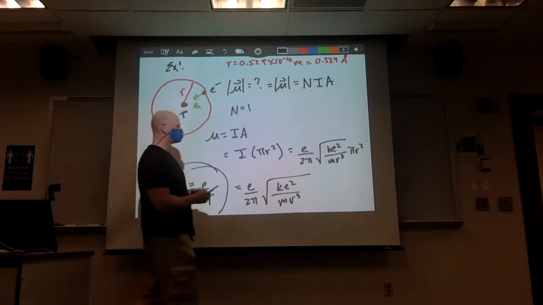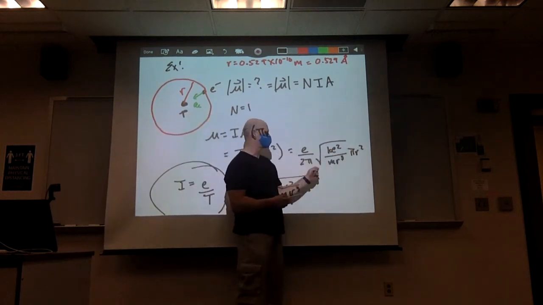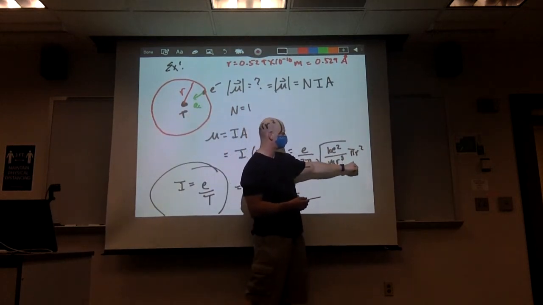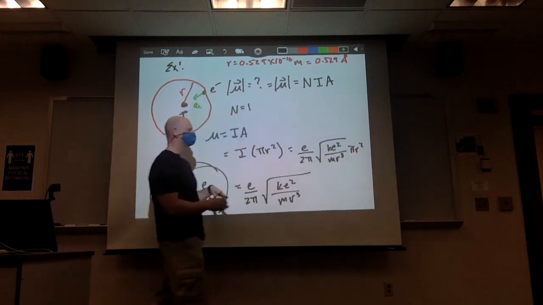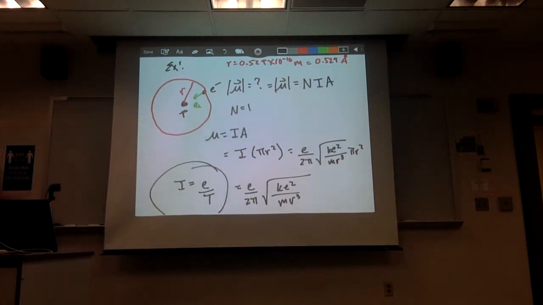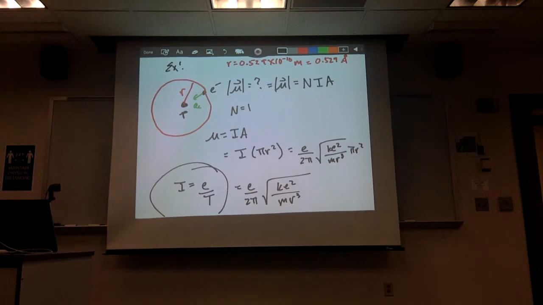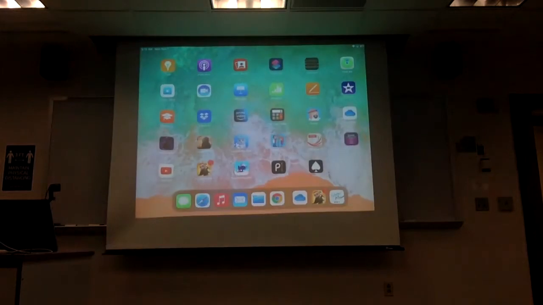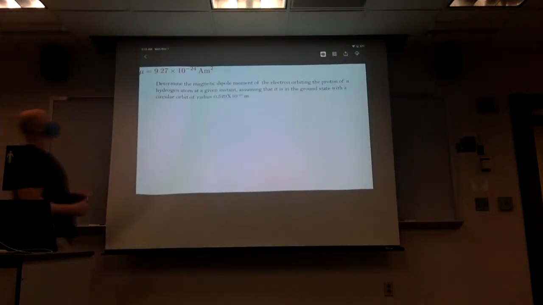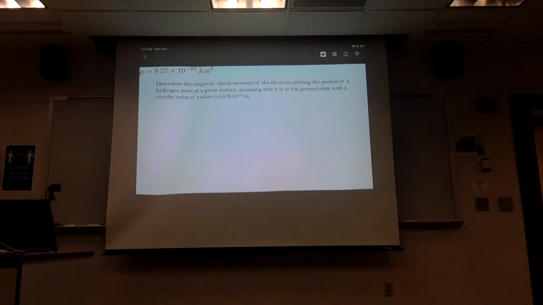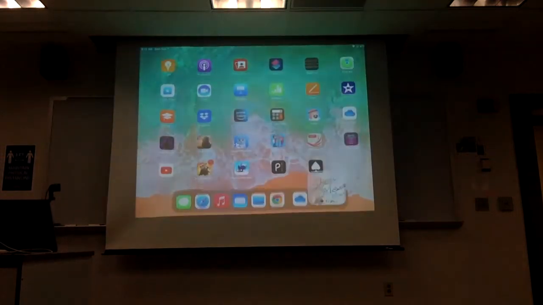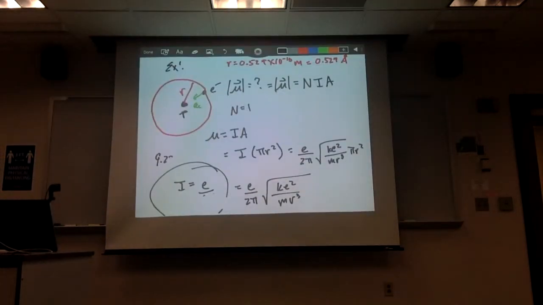From here, I can cancel things out, right? So I can cancel pi's out from here. I can pull out an r from here, which would cancel that guy, but I'm just going to leave it. Or I can bring that r squared on the inside and get an r to the 4th. Well, let's not worry too much about it. So again, we know what r is, we know what e is, we know what k is, we know all these different things. If we plug in our numbers, what we find is it should work out to be 9.27 times 10 to the minus 24. This has units of amps meter squared.